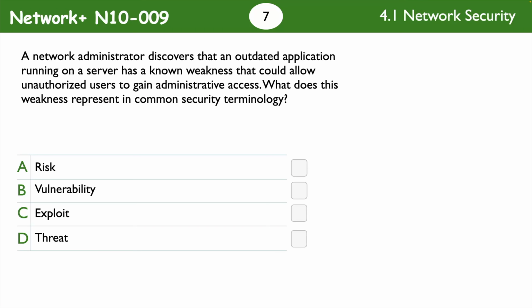Question 7. A network administrator discovers that an outdated application running on a server has a known weakness that could allow unauthorized users to gain administrative access. What does this weakness represent in common security terminology? A, risk, B, vulnerability, C, exploit, or D, threat? Go ahead and try and solve it on your own.